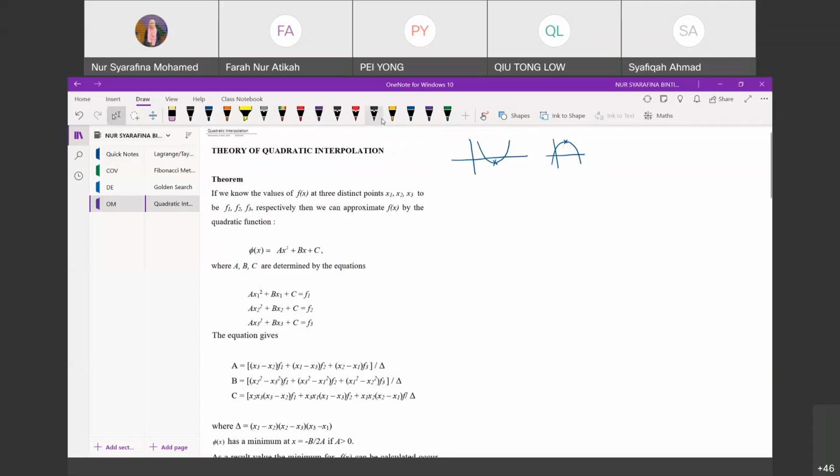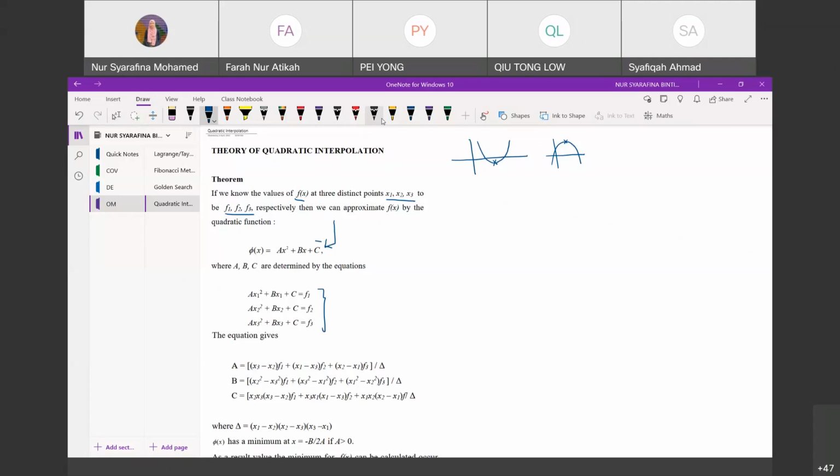If we know the values of f(x) at three distinct points x1, x2, x3 to be f1, f2, f3 respectively, then we can approximate f(x) by a quadratic. So if the quadratic function at three distinct points x1, x2, x3 gives you f1, f2, f3, then the quadratic function is represented by ax squared plus bx plus c, where we can get a, b, and c by solving: ax1 squared plus bx1 plus c equals f1, ax2 squared plus bx2 plus c equals f2, ax3 squared plus bx3 plus c equals f3.